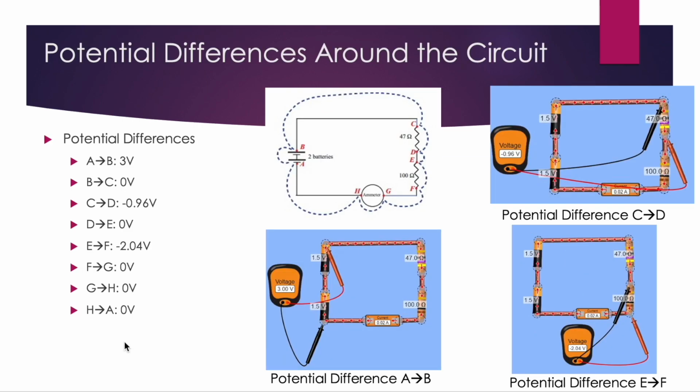Potential differences around the circuit. This breakdown shows the potential differences broken up into segments. The first potential difference, 3 volts, is from the batteries, this shows that 0.96 volts were lost from the first resistor, and then another 2.04 volts were lost from the second resistor. This shows that the total voltage in, 3 volts, is equal to the total voltage lost, which is -3 volts. This proves the loop rule.